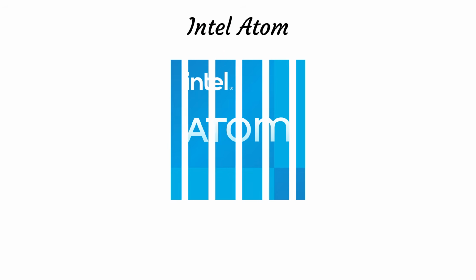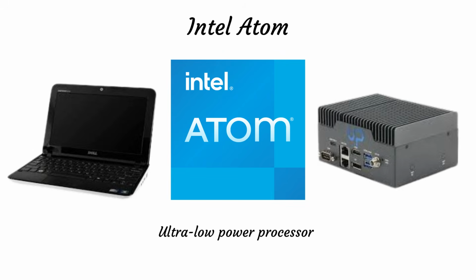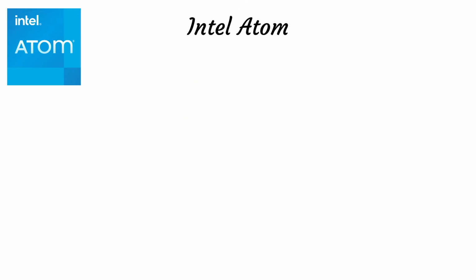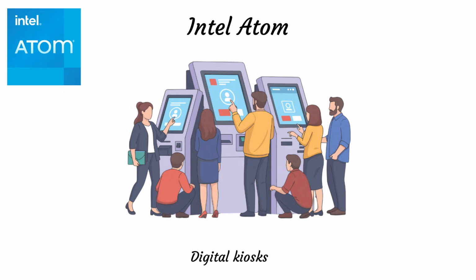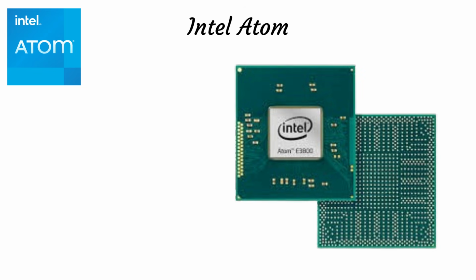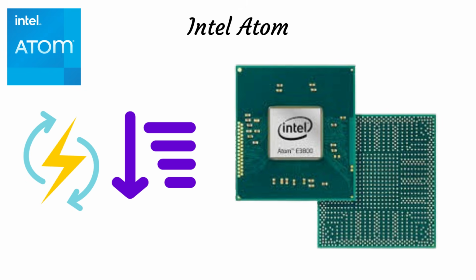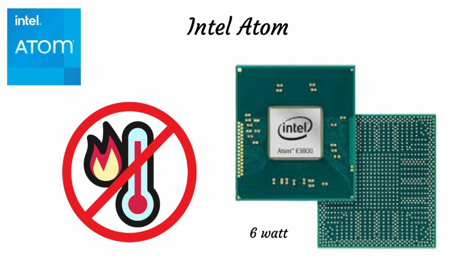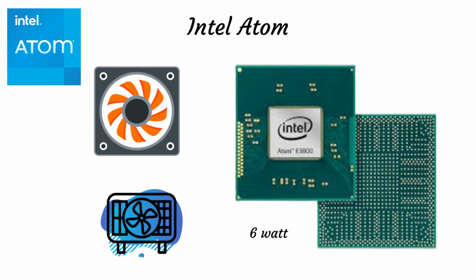Intel Atom. Intel Atom is an ultra-low power processor that is built for small and portable devices. You will mostly find them in devices like point-of-sale machines used for payments, digital kiosks in malls or airports, and also embedded in devices like security cameras. These CPUs are designed to use very little electricity compared to Intel processors in laptops and desktops, often consuming only around 6 watts of power, so they barely generate heat. That is why they do not really need fans or big cooling systems like the other CPUs.